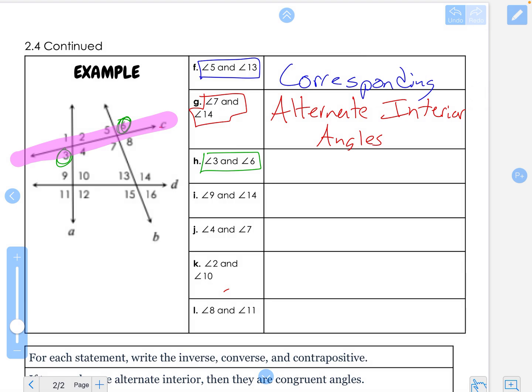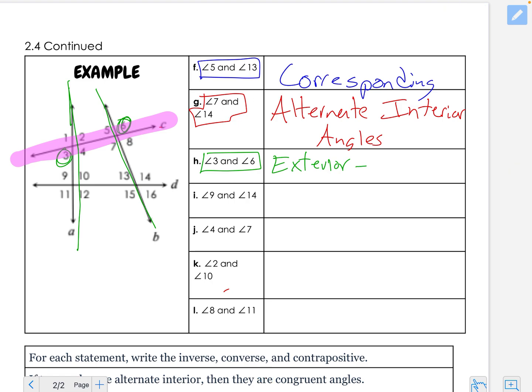The first thing I notice is that these are both exterior angles. They are outside of my two lines that line C crosses. So I know they're going to be exterior. The next thing we need to decide is, are they exterior consecutive or exterior alternate? Because they're on opposite sides of C, I know they are exterior alternate angles. And again, you can think about it, alternate exterior, exterior alternate. It really means the same thing.